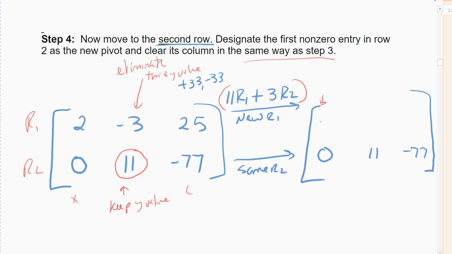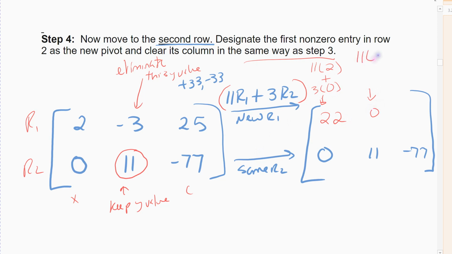Alright, so first the x terms, so I'm going to do this process with my x terms. And so it's going to be 11 times the x term in row 1, which is a 2, 11 times 2. Add to it 3 times the x value in row 2, which is 0. So it's just 11 times 2 plus 0. And so that comes out 22. And then this should come out 0, and I should check that it does. This is kind of the check step.